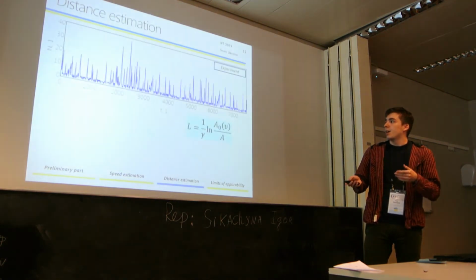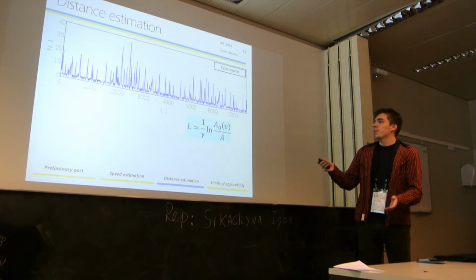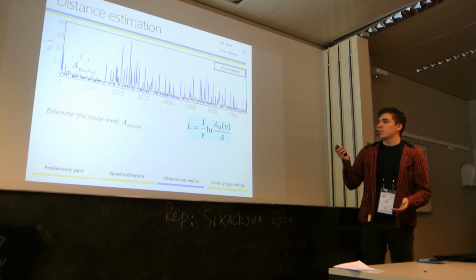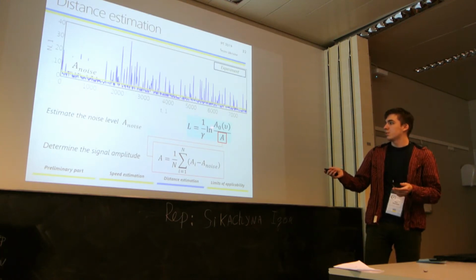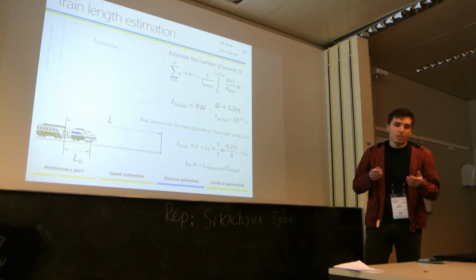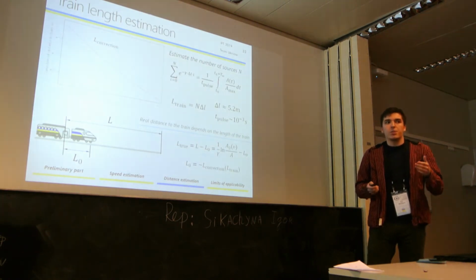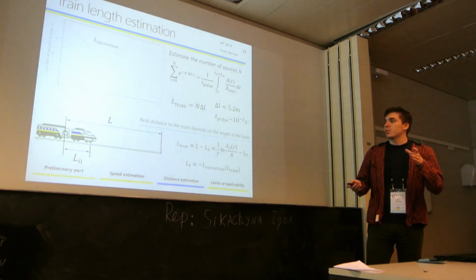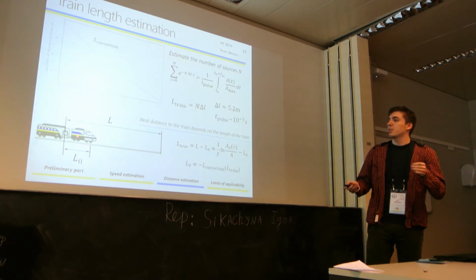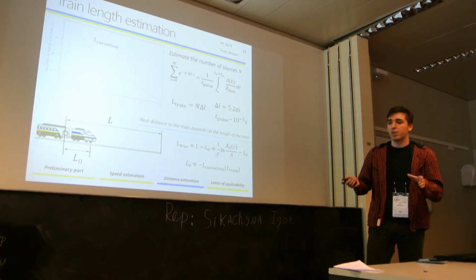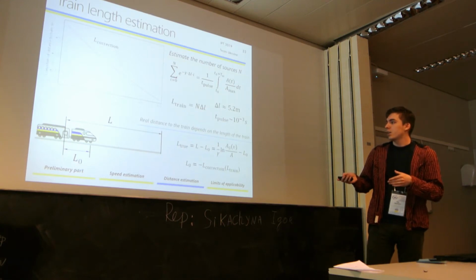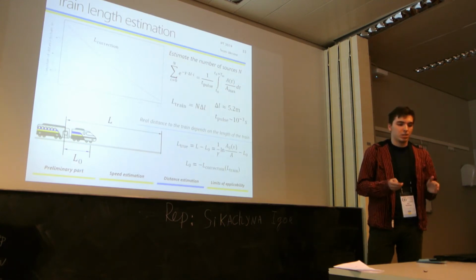And now, how do we exactly determine the distance? We first take our signal, we eliminate the noise, and we determine the average amplitude of the signal, and then plug it into our distance formula. And additionally, we understand that using this method, we will get the distance not to the beginning of the train, but rather somewhere in between. So we should additionally account for the length of the train, which we also estimate. And finally, we are able to determine the distance to the train.